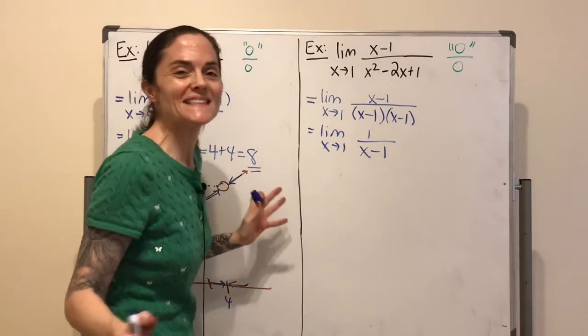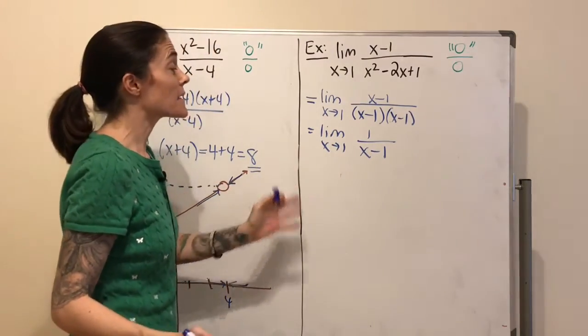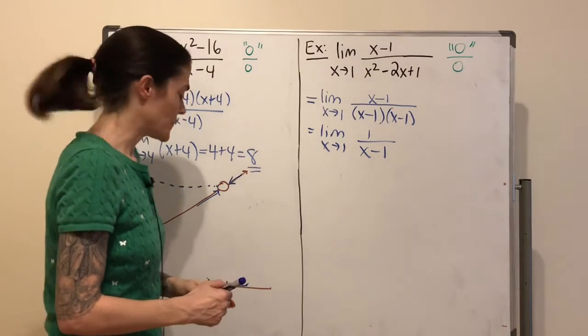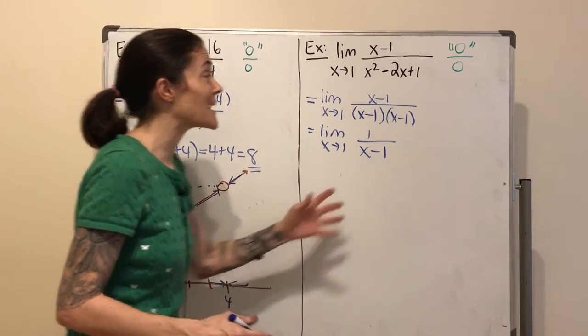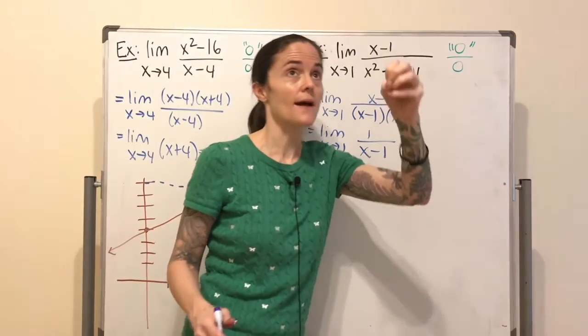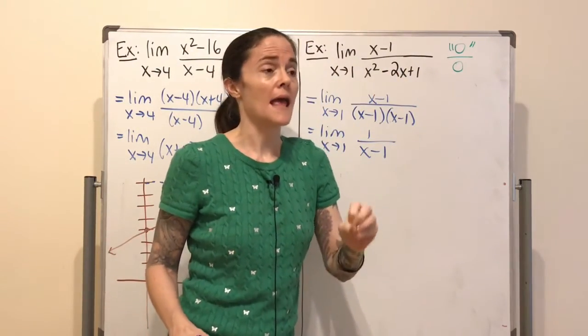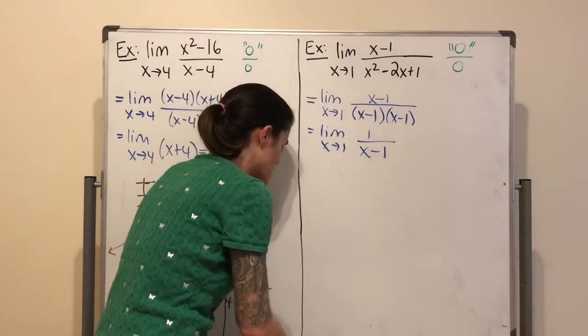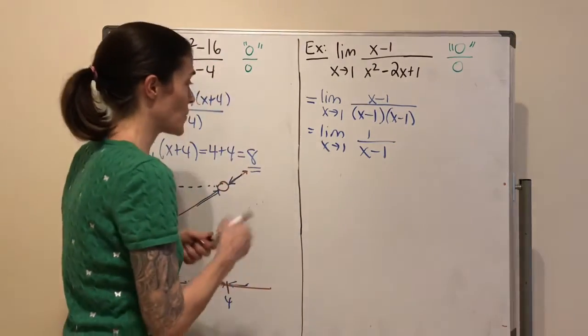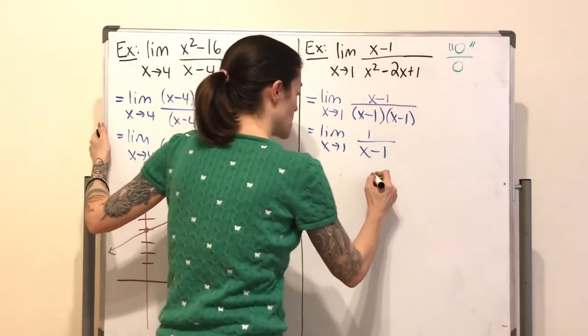Well, now what's happening? Try to evaluate. You get 1 over 0, which is not defined, but it's not indeterminate. It's a non-zero number over 0. And this should tell you the limit does not exist. Let's think about what's really happening, and I will graph this function.